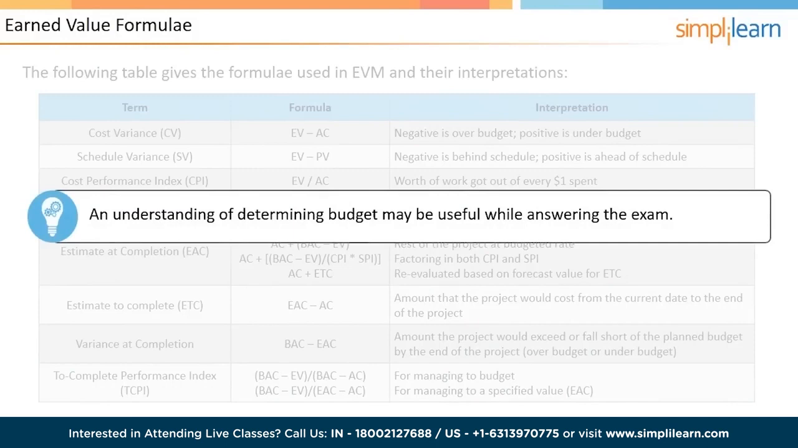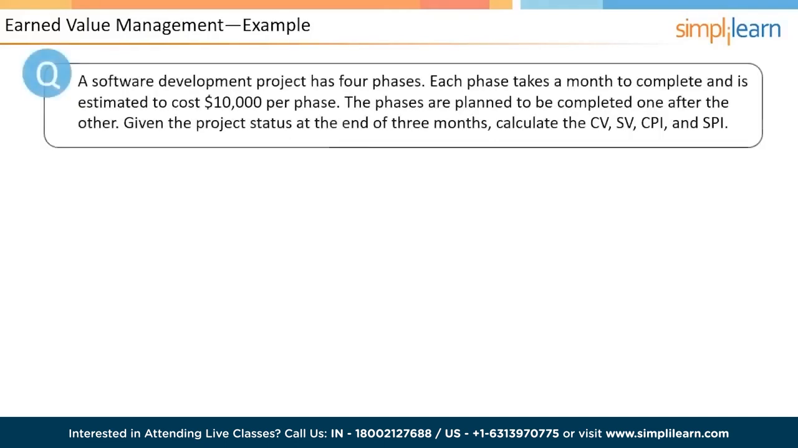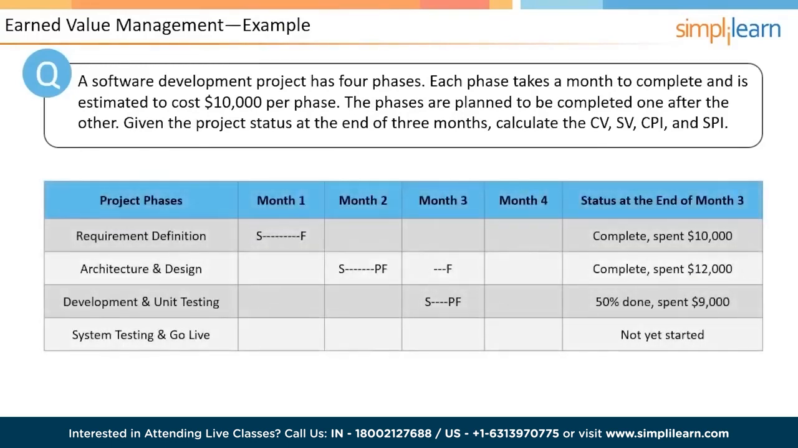After reading the problem statement, click the Solution button to look at a possible answer. Let us take the example of a software development project. There are 4 phases, and each phase takes a month to complete and is expected to cost $10,000. The phases are planned to be completed one after the other. The status of the project at the end of month 3 is summarized in the table.